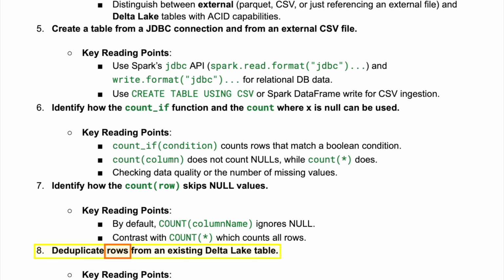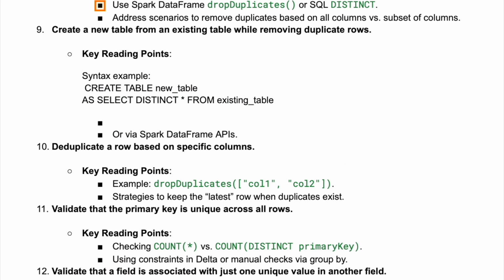8. Deduplicate rows from an existing Delta Lake table. Key reading points: use Spark DataFrame dropDuplicates or SQL DISTINCT. Address scenarios to remove duplicates based on all columns versus a subset of columns. 9. Create a new table from an existing table while removing duplicate rows. Key reading points: syntax example. CREATE TABLE new_table AS SELECT DISTINCT * FROM existing_table, or via Spark DataFrame API.